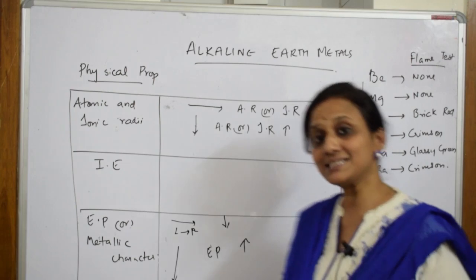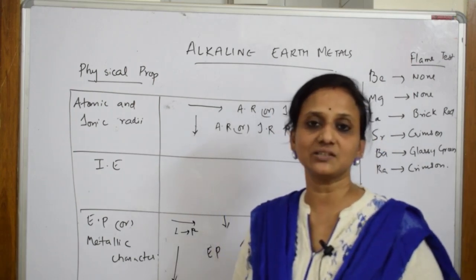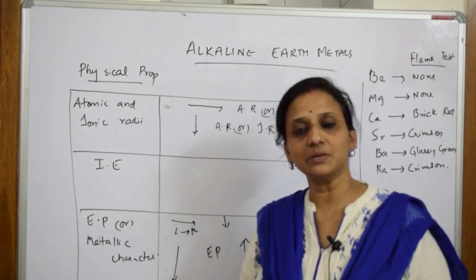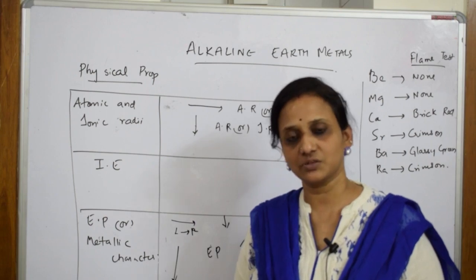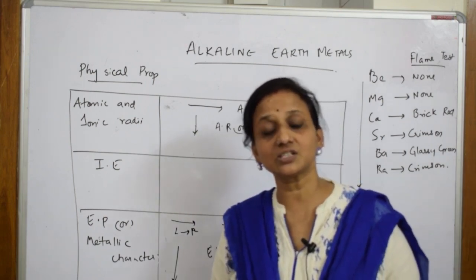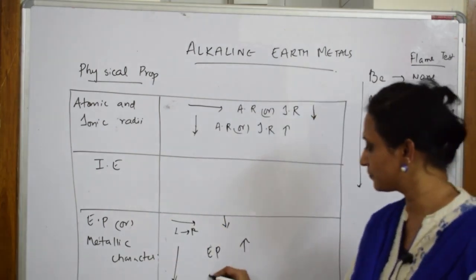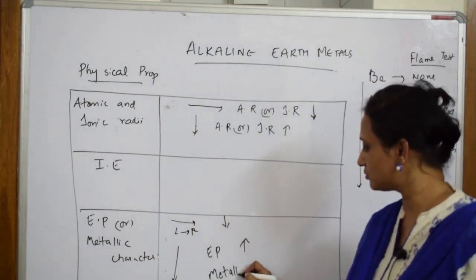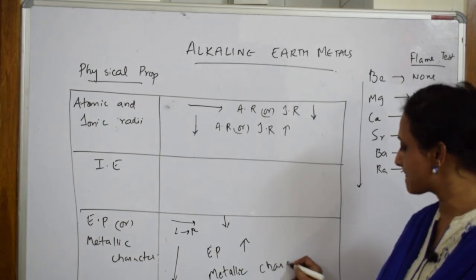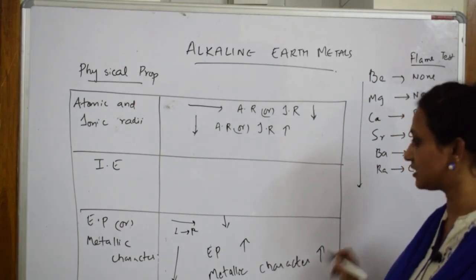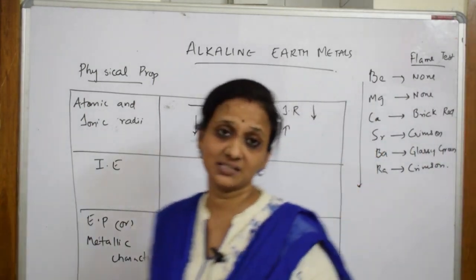Why? As the size increases, the number of shells increases. When the number of shells increases, the ability to donate electrons increases. When the ability to donate electrons increases, what property changes? That is, metallic character increases. So metallic character increases. Done.